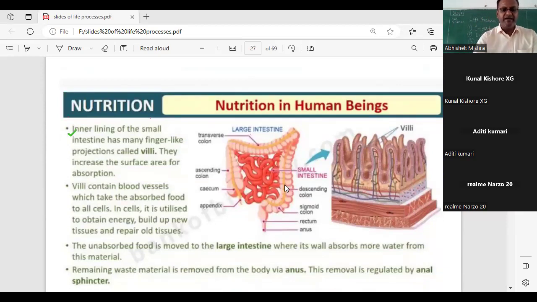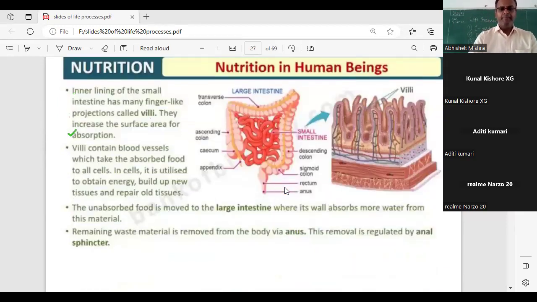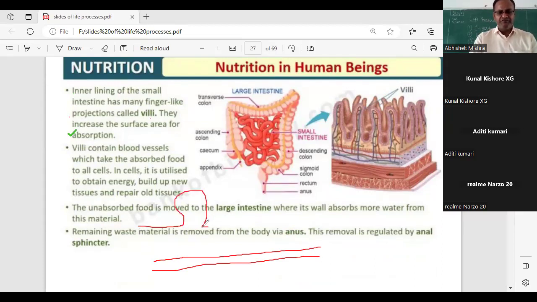Now, students, this is a very, very important part. The small intestine has numerous finger-like projections. Suppose, students, let me draw this part also. Suppose this is a tube. I have drawn a tube like this. This is a straight tube. And suppose another tube I am drawing like this with finger-like projections.